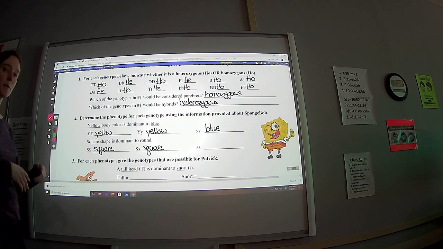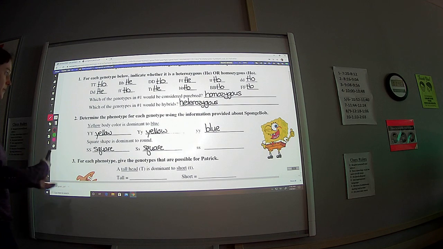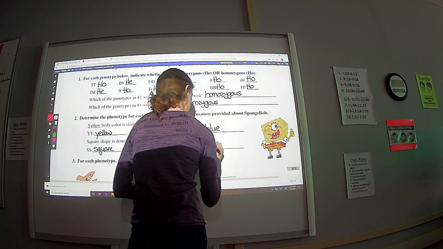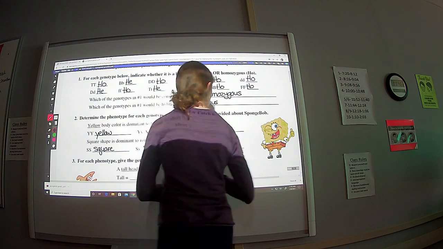You can do it when you're typing because I can tell if it's bigger or lower, but whenever you're handwriting stuff, it gets a little bit complicated. The two lowercase ones is going to be round.